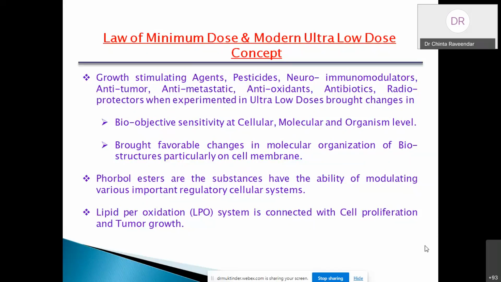They brought favorable changes in the molecular organization of the biostructures, particularly the cell membrane. Whatever we speak of, our drug or allopathic drug or Ayurvedic drug, it has to work through the cell membrane and go to the nucleus. So there are certain phorbol esters, substances which have the ability of modulating various important regulatory cellular mechanisms. So there is one lipid peroxidation system, connected with cell proliferation and growth.